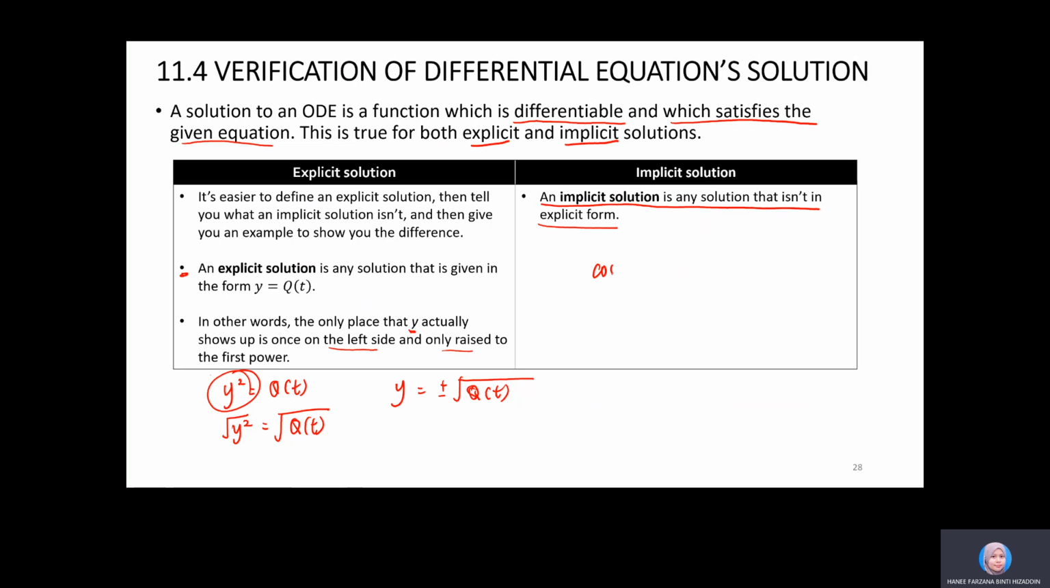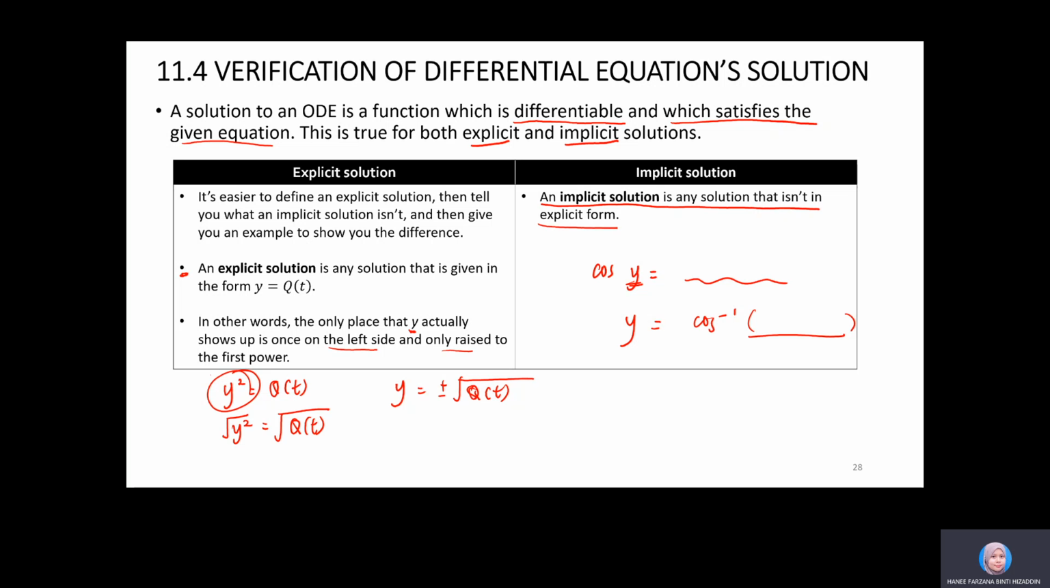Same as if you have cos of y equals to something, then that is still not explicit because it is not just the y. You need to have just the y only. Okay, so y is cos inverse of whatever is on the right hand side there.